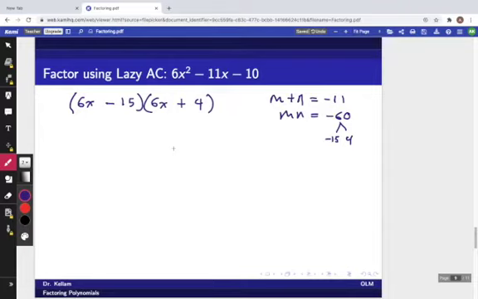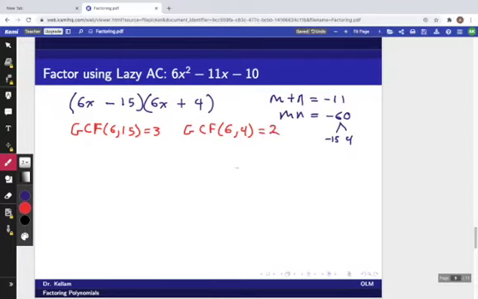Okay, those two things multiplied together definitely do not equal what we want. However, what is the greatest common factor of 6 and 15? So the greatest common factor of 6 and 15 is 3. What is the greatest common factor of 6 and 4? That would be 2.